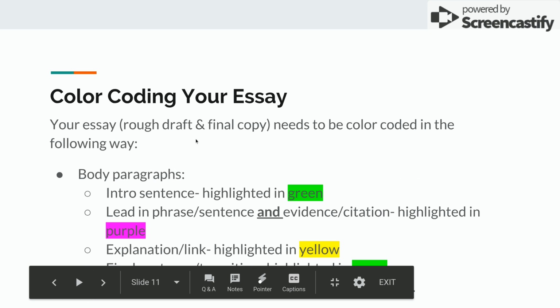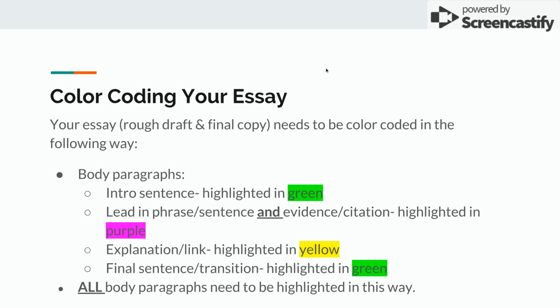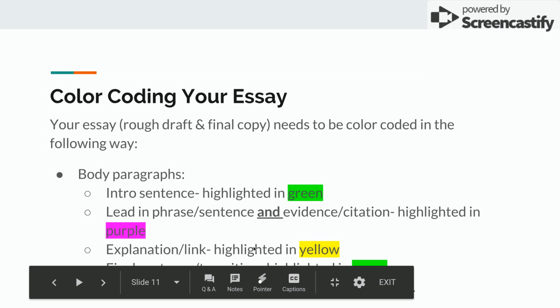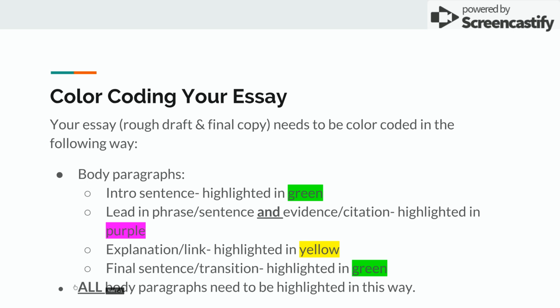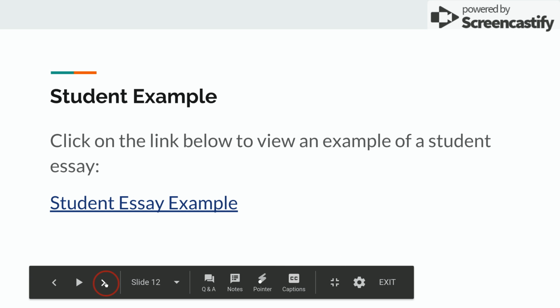We also have another explanation here of color coding your essay. It needs to be color coded in this way. Intro sentence green, lead-in phrase, sentence and evidence, purple, explanation yellow. It's kind of hiding behind the toolbar here, but also your concluding statement in green as you saw. Moving on to the next one.